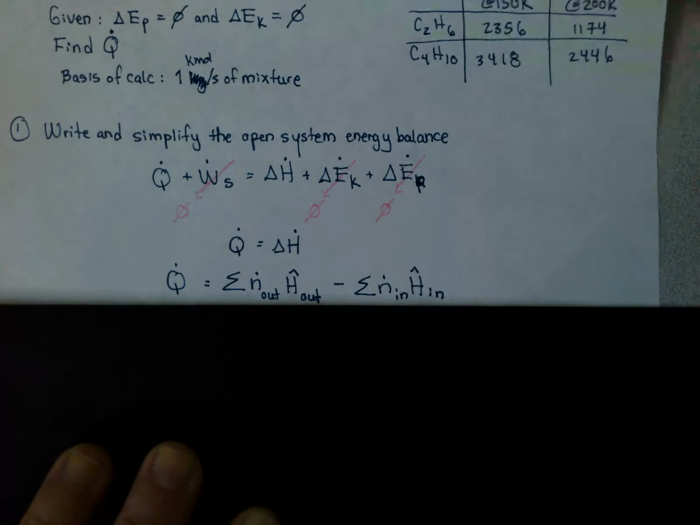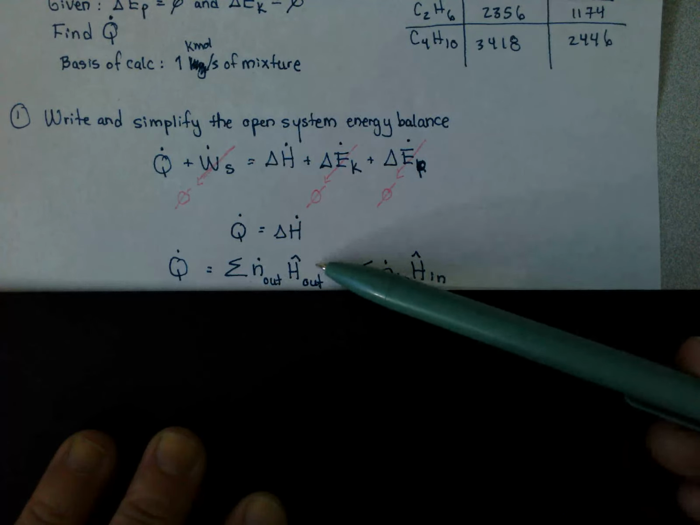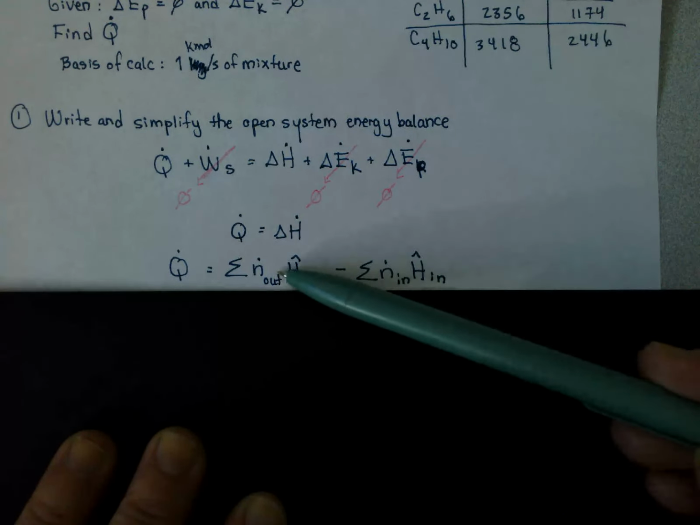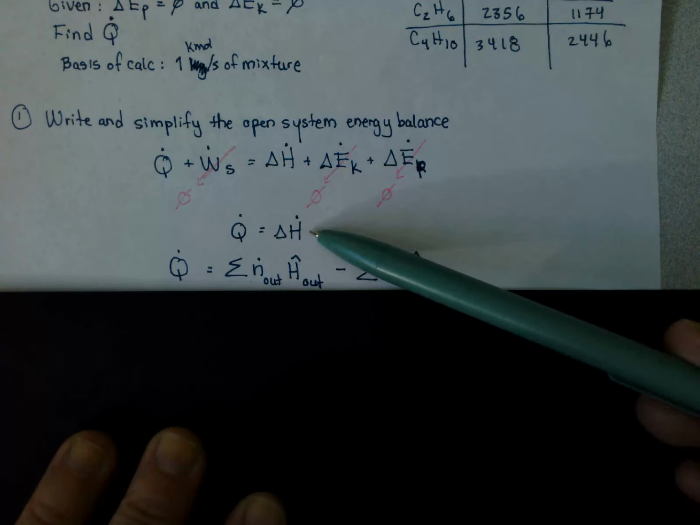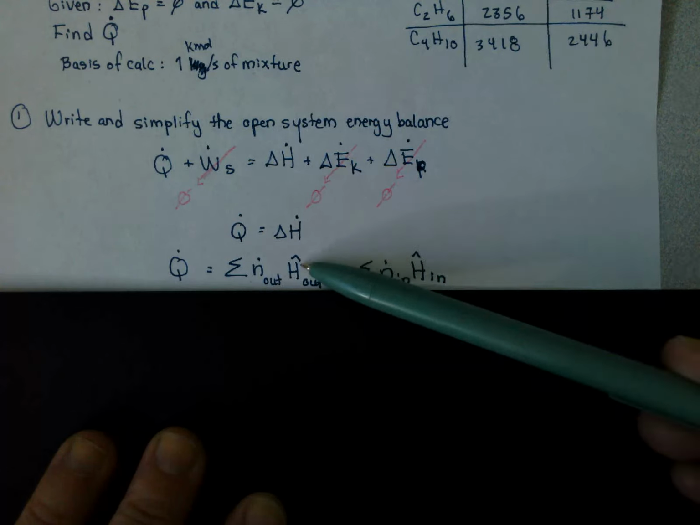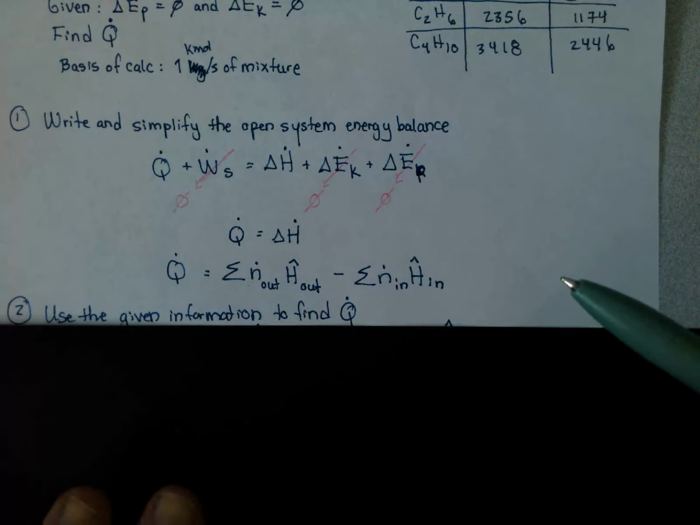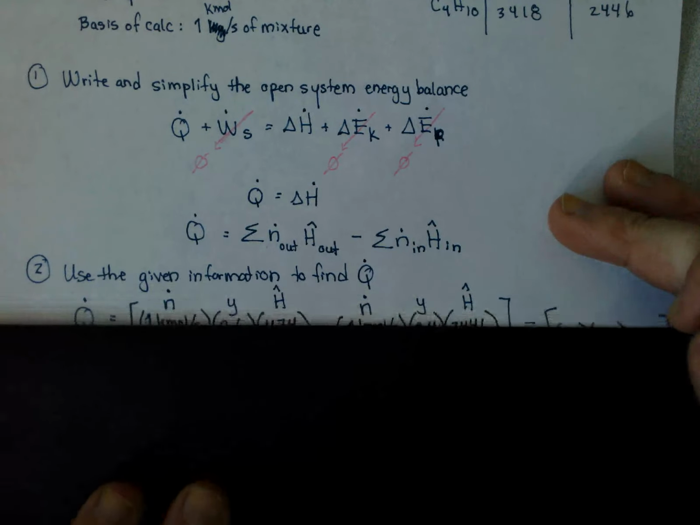So that's important here because you're going to want to remember that you're multiplying n dot times h hat. You don't want to have an m dot here and try and convert with molecular weight. That's going to make your life way too hard. So remember that your specific enthalpy could be in terms of moles or mass. So let's move on down. We have all of the information that we need to find Q, so let's go and find it.